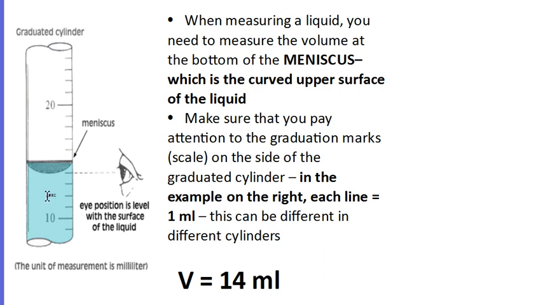So again, in this example, each of the little lines is 1 milliliter. So the volume of this liquid would be 10, 11, 12, 13, 14, because if we read across right here, the bottom of the meniscus is at 14 milliliters.